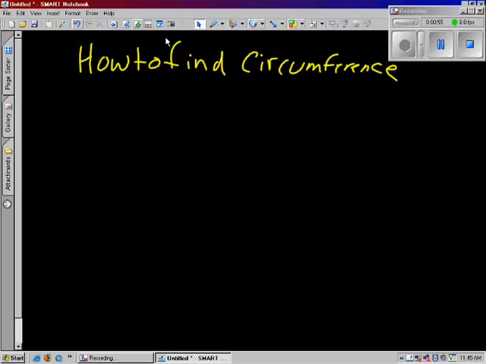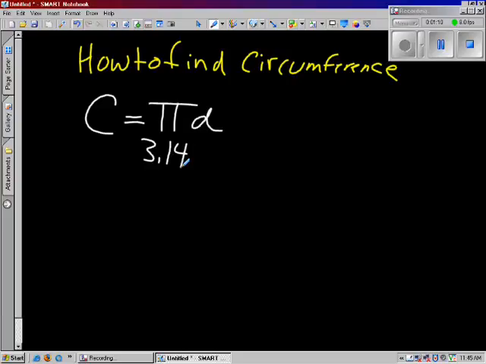Now, how we figure this out is actually not too difficult. We have a nice easy formula. There are two versions of it. The first one says circumference is pi times diameter. Pi, as we all know, is 3.14, and diameter will be different based on whatever the problem happens to be. The other version is that circumference is equal to 2 times pi times your radius, because radius is half a diameter, right? So 2 times r is going to give us the diameter.